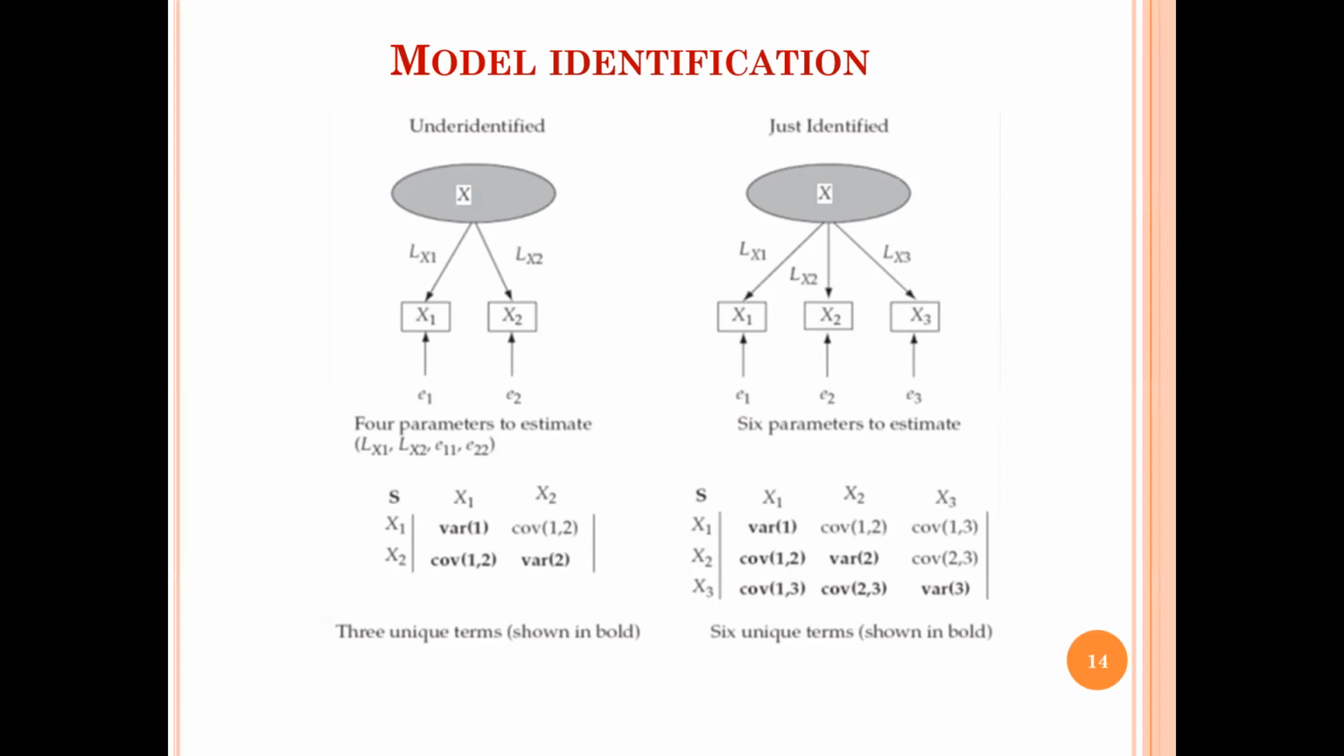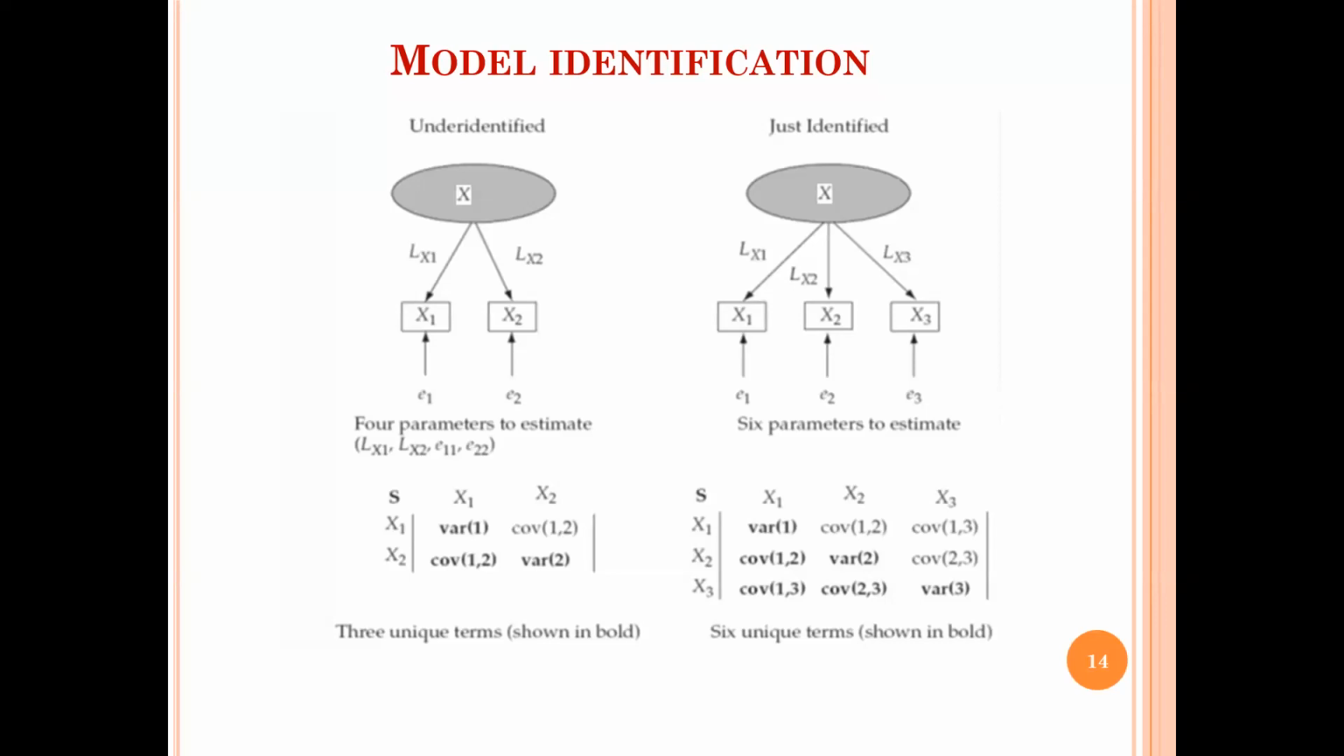So let's take the first one. You have 4 parameters to be estimated, LX1, LX2, U1 and E2. And you have 3 known values: the variance of X1, the variance of X2, and the covariance between X1 and X2. In this case, the degrees of freedom is 3 known values minus 4 to be estimated, which is minus 1. That means basically you have an under-identified model.